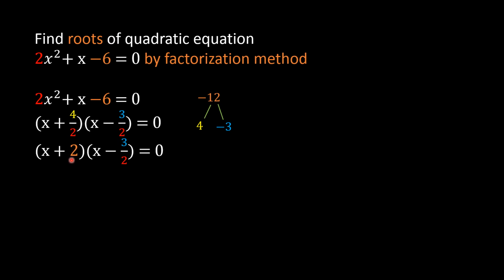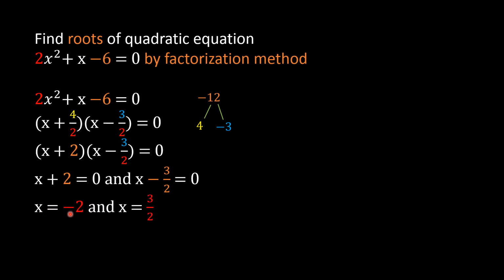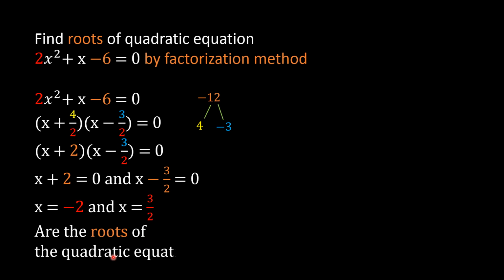We will equate each one of these factors to 0. So x plus 2 equals 0 and x minus 3 by 2 equals 0, which gives us x equals minus 2 and x equals 3 divided by 2. So these are the roots of the quadratic equation 2x squared plus x minus 6 equals 0.